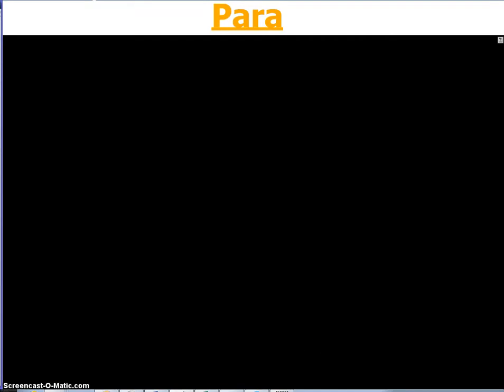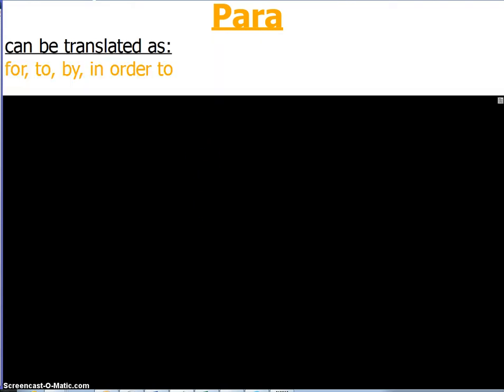Okay, so we've talked about por, now we need to talk about para, and as you know, they can be easily confused, but we're trying to straighten them out. So what can para be translated as? Much less than por. Your para notes won't be quite as extensive as your por notes, so I hope that's good news.